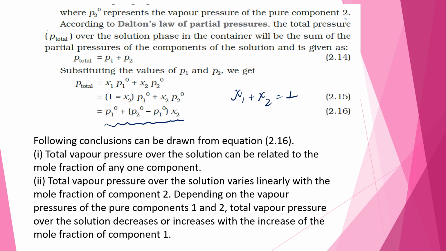Following conclusions can be drawn from equation 2.16. Total vapor pressure over the solution can be related to the mole fraction of any one component. Total vapor pressure over the solution varies linearly with the mole fraction of the component 2. Depending on the vapor pressure of the pure components 1 and 2, total vapor pressure over the solution decreases or increases with increase of the mole fraction of component 1.